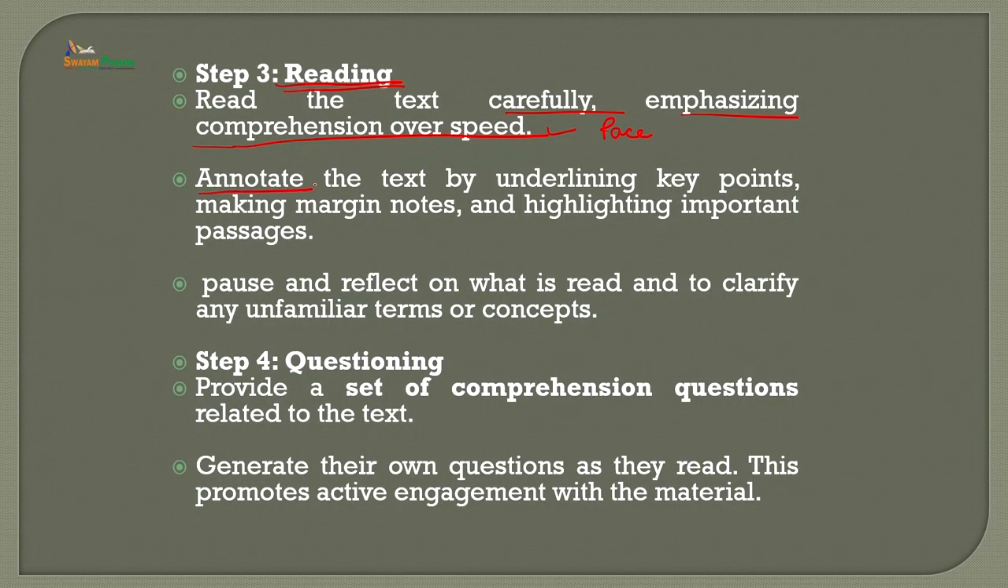Further, you must annotate the text by underlining key points. Now, in this condition, you must actually know which type of key points are there: making margin notes, highlighting important passages, etc. So, you must know about them. And whenever you have any questioning, you must take a pause, reflect on what is read and clarify any unfamiliar terms or concepts.